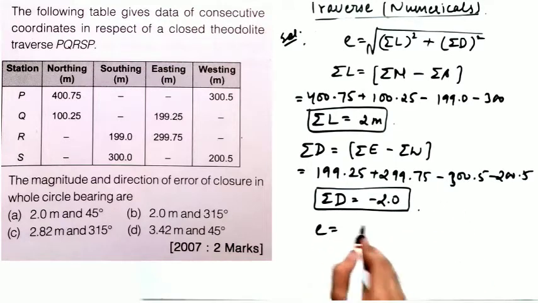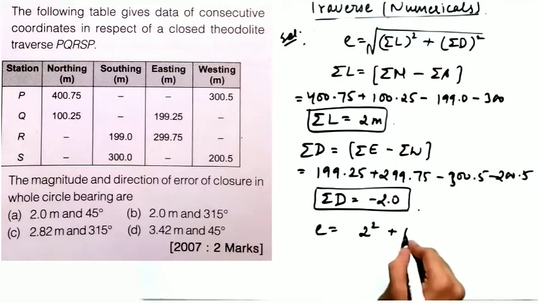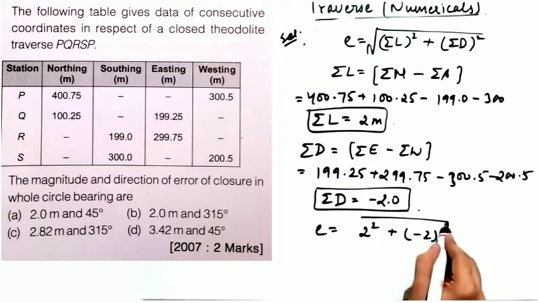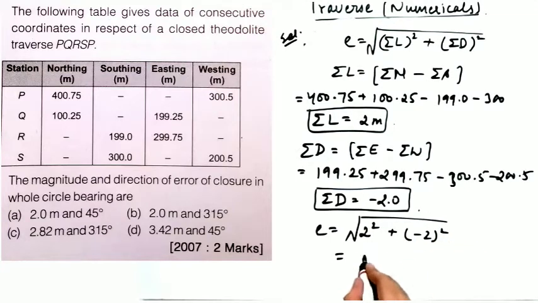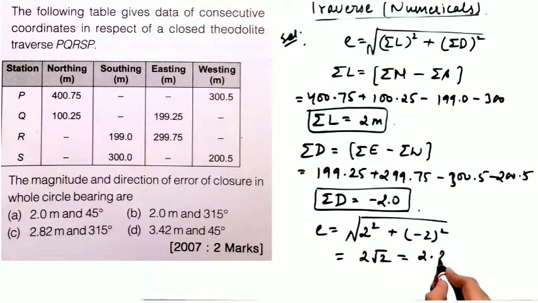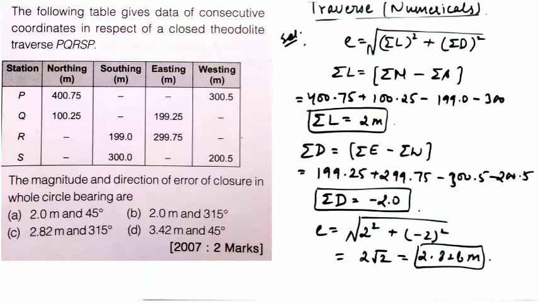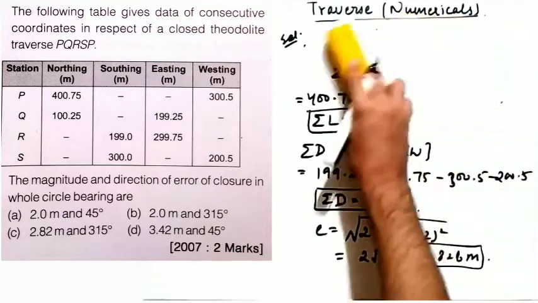Now you can calculate E as the square root of 2 squared plus minus 2 squared. So it is coming out to be 2 root 2, and 2 root 2 is almost equal to 2.828 meters. So this is the magnitude of error. This is how you calculate the magnitude of error. Now the question comes of how to calculate the direction of error.